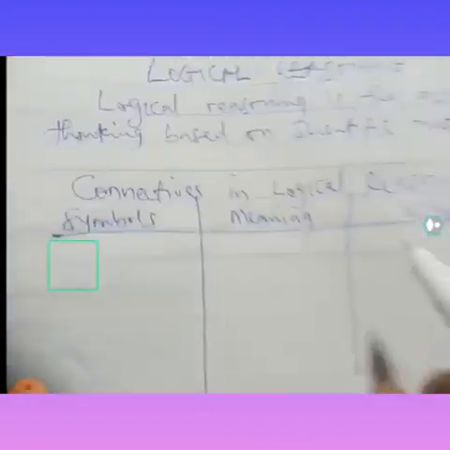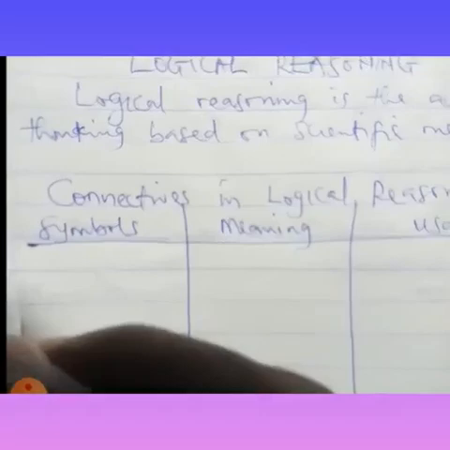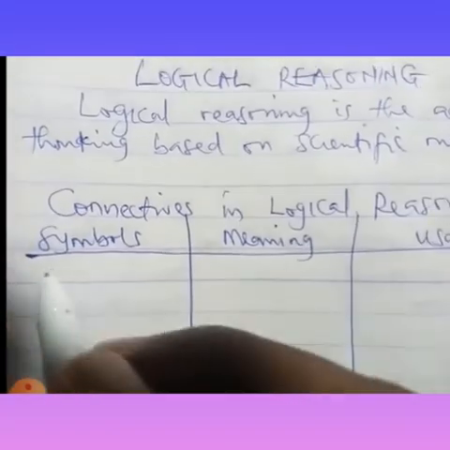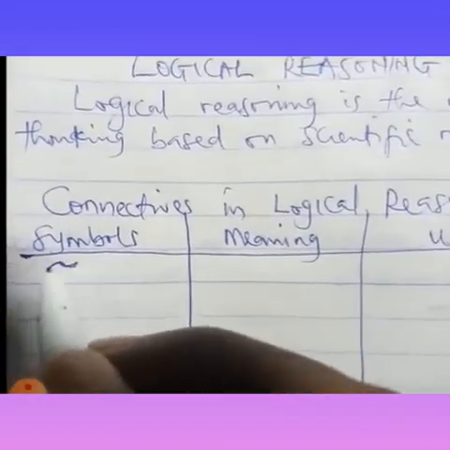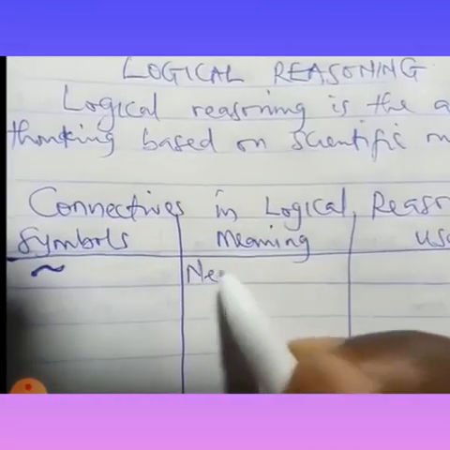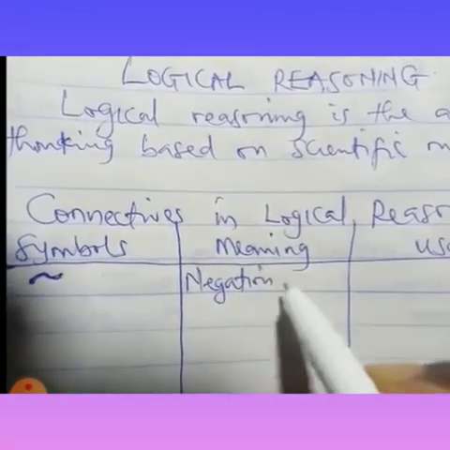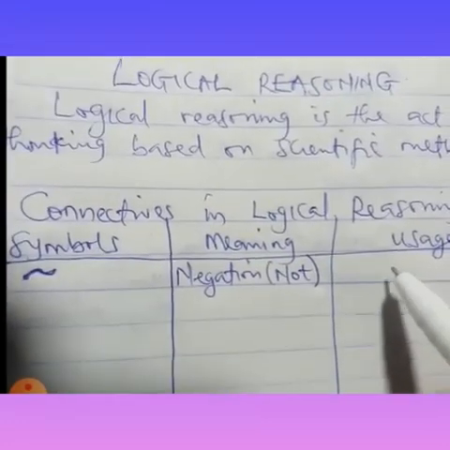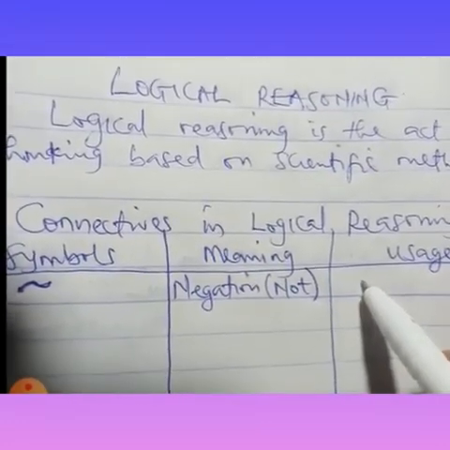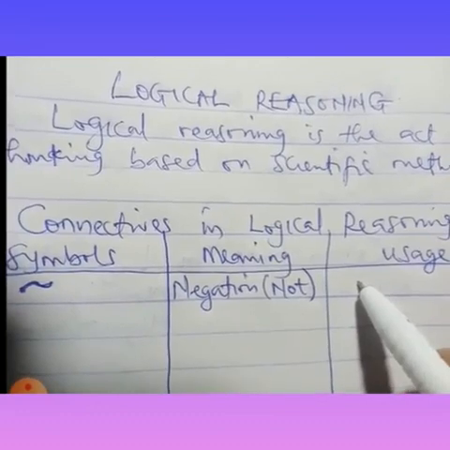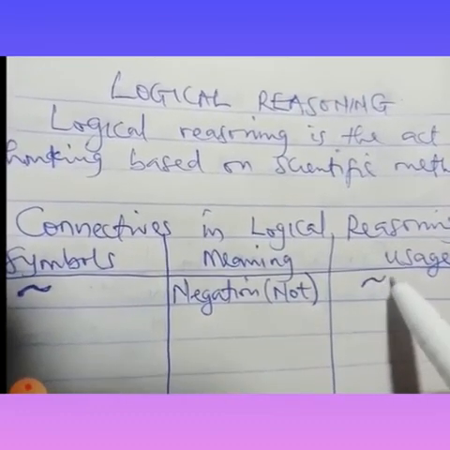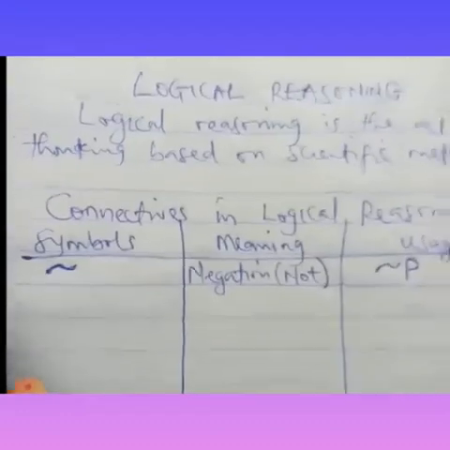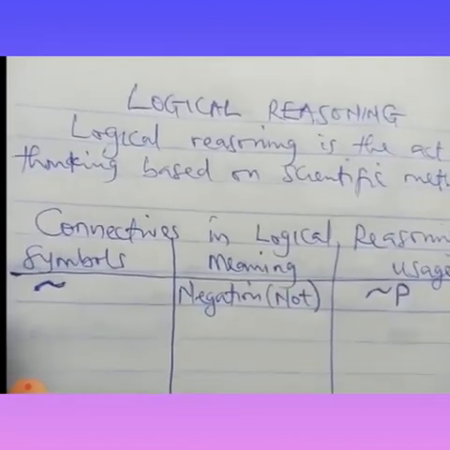All right. The first one I would like you to know is called negation. This is the symbol for negation, and it means not or negation, not. That is, if you want to use it, we have a statement P, call it negation of P. That is the opposite of P.